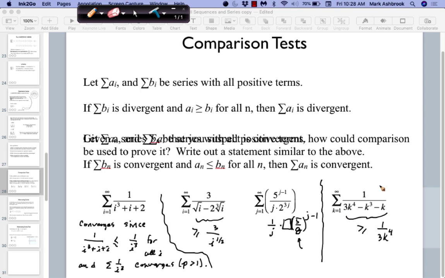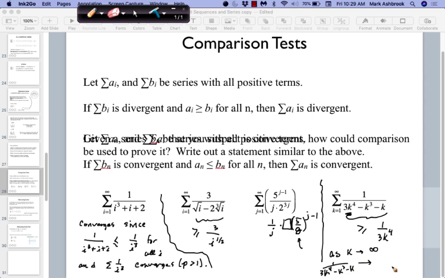But what do we suspect? Because the leading term is 3k to the fourth, we suspect that this is still going to converge, even though all these terms are bigger. And it does, because as k, so this is a different rationale. This is really kind of like an indirect comparison. We can't use direct comparison here because it doesn't work. So as k gets big, our sequence 1 over 3k to the fourth minus k cubed minus k.